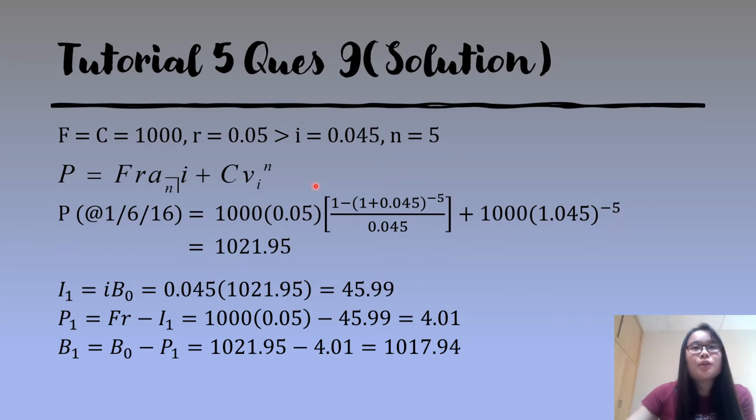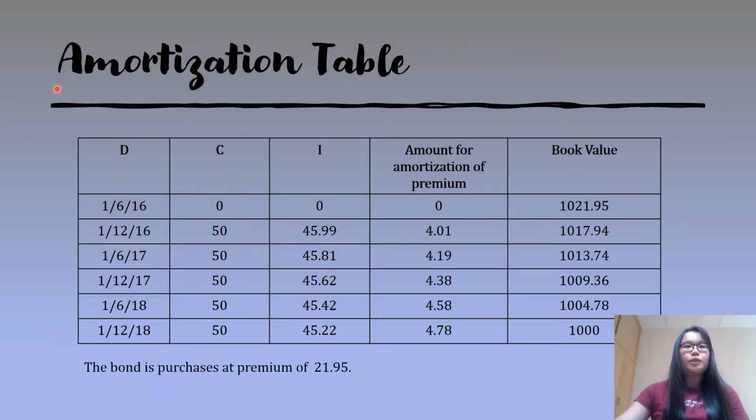So in order to calculate the purchase price at 1st of June 2016, we have to use this formula. By substituting the values, we get a purchase price of 1021.95. So I1 is 45.99, P1 is 4.01, and B1 is 1017.94. So let's discuss the amortization table.